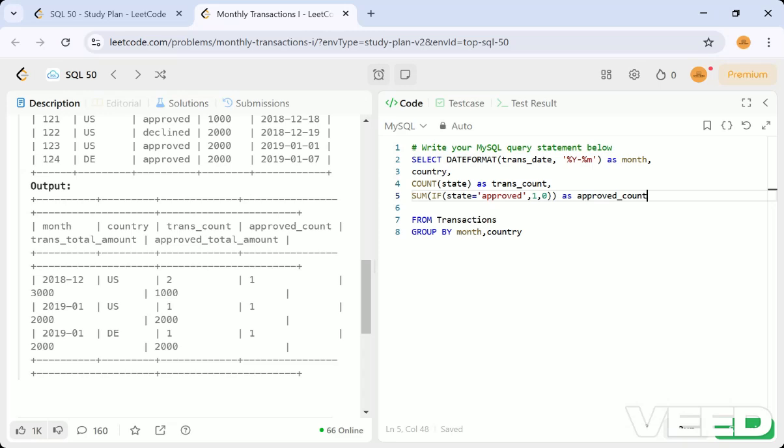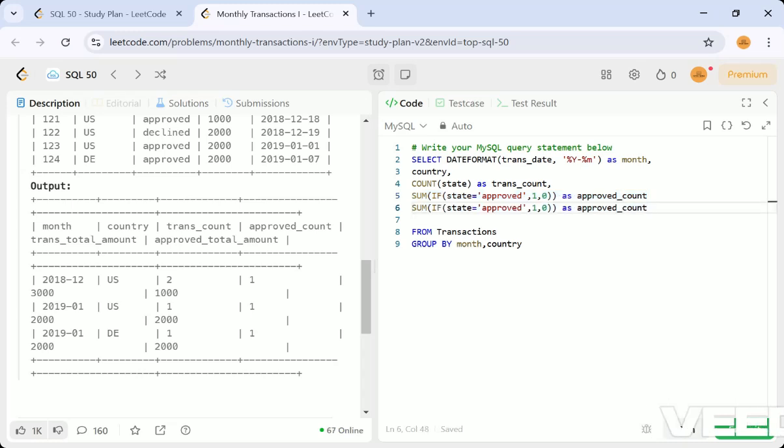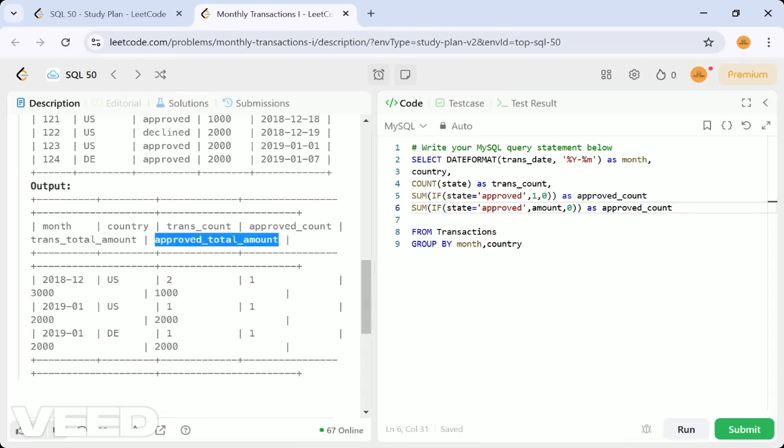And they're also asking about the amount for approved states. For approved, first we have to check, and then instead of a count, we have to get the amount at that place. So the approved amounts we have named as approved total amount. Fine, right? You understood, right? Same condition. If it is a count thing, we have to get 1 there. If it is approved, we have to get the amount there.